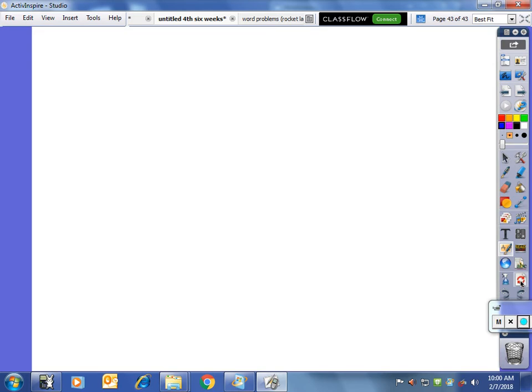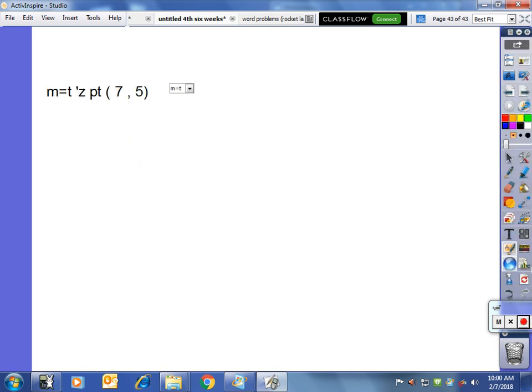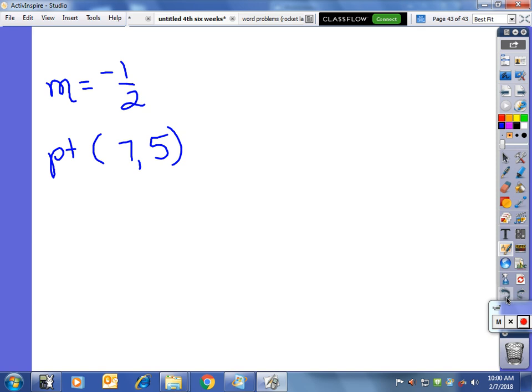So here's another little problem for you. I'm going to give you a point and a slope. I am thinking of a line that has a slope of -1/2 and contains the point (7, 5). Your job is to find, ooh, what happened there? Find the equation, and then I want your answer in what form? Standard form.